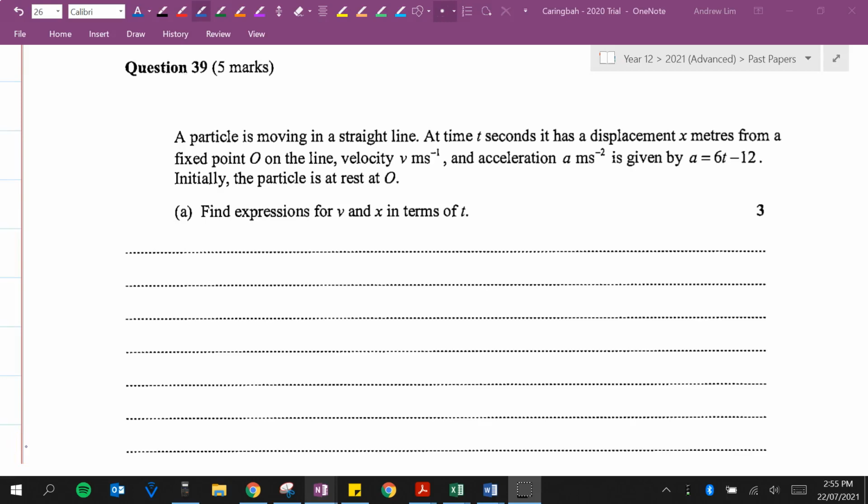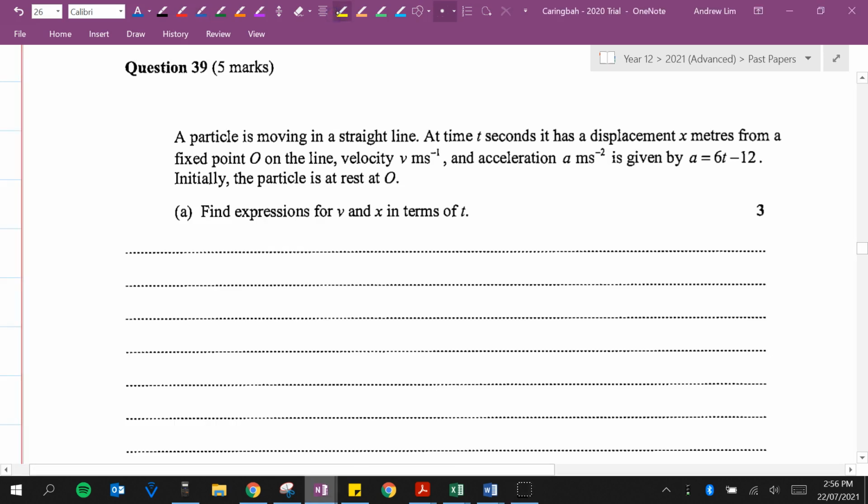Okay, so in this video we're looking at question 39 of the Caringbah 2020 trial. A particle is moving in a straight line. At time t seconds, it has a displacement x meters from a fixed point O on the line, velocity v meters per second, and acceleration a meters per second squared, as given by a is equal to 6t minus 12. Initially, the particle is at rest at O.